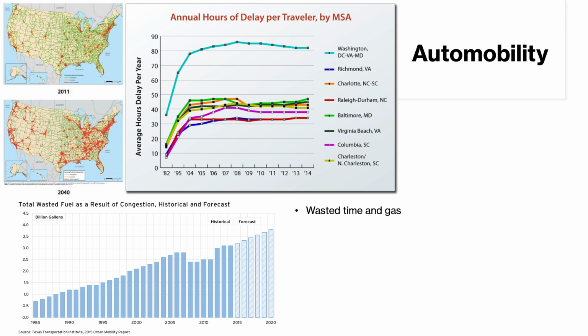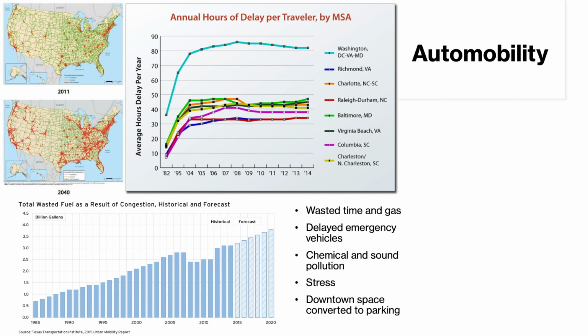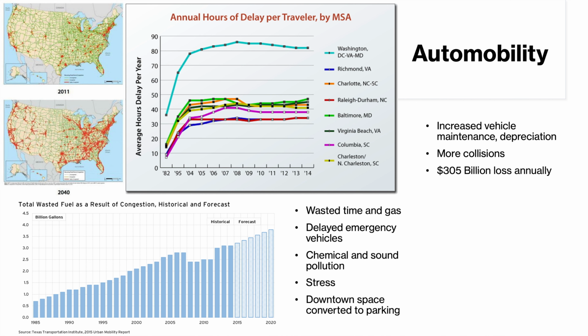automobility, which wastes time and gas, delays emergency vehicles, creates chemical and sound pollution, which itself creates stress, not just for people driving, but also for people who live near major automotive thoroughfares. Downtown spaces are converted into parking. This increases vehicle maintenance and depreciation, of course increasing collisions and deaths, and all of this totals to a $305 billion loss annually. So put one way, interestingly, traffic alone is the 24th largest state by GDP.